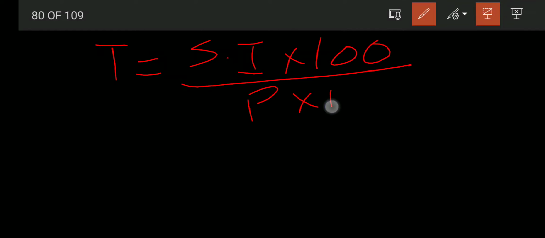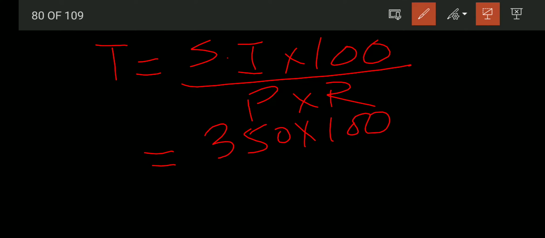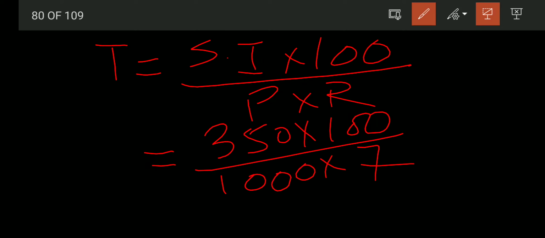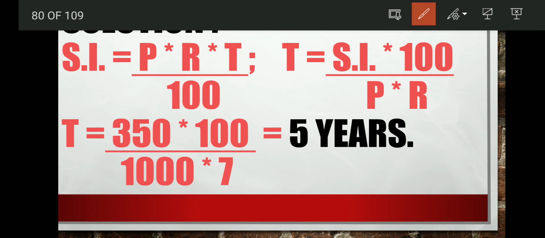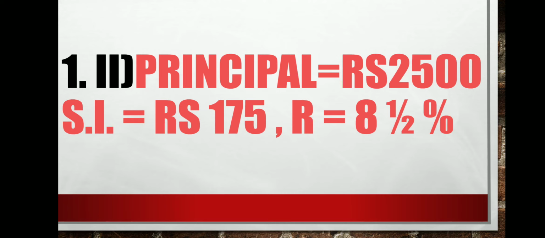What we have to find out is time. Time equals SI into 100 divided by P into R. We'll just put the values. What is the value of SI? That is 350 into 100 divided by P, which is 1000, into rate, which is 7. See, 1, 2, 3 zeros, below also 3 zeros. So all these zeros get cancelled. 7 ones are 7, 7 fives are 35. So what is the time? 5 years is the time. Now, the same for the second one.